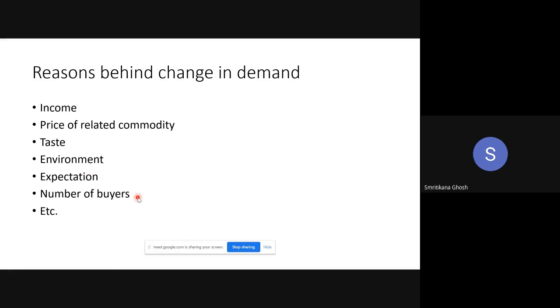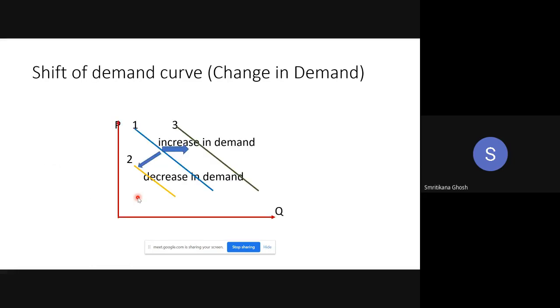Number of buyers. This is also true. If the number of buyers in the market has increased, then you know that the market demand curve is just the horizontal summation of the individual demand curves. So when the number of buyers has increased, the market demand curve will shift from 1 to 3. If individuals are leaving the market, then the market demand curve will shift from 1 to 2. So anything is possible.